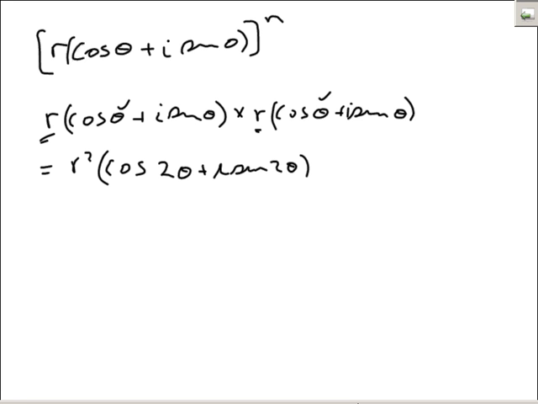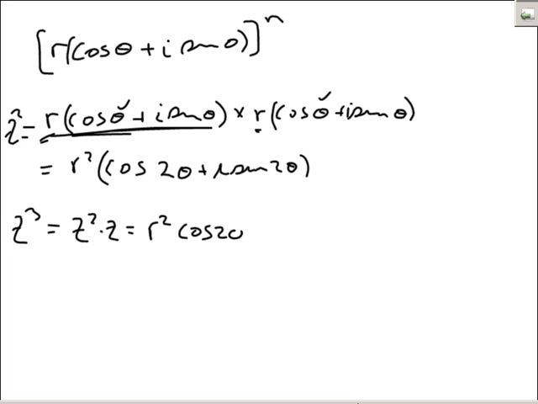Let's call this z, okay? So z squared. Well, what if you wanted to cube it? Well, isn't z cubed the same as z squared times z? And z squared we have is r squared cosine 2 theta plus i times sine 2 theta times z, which is r cosine theta plus i sine theta.